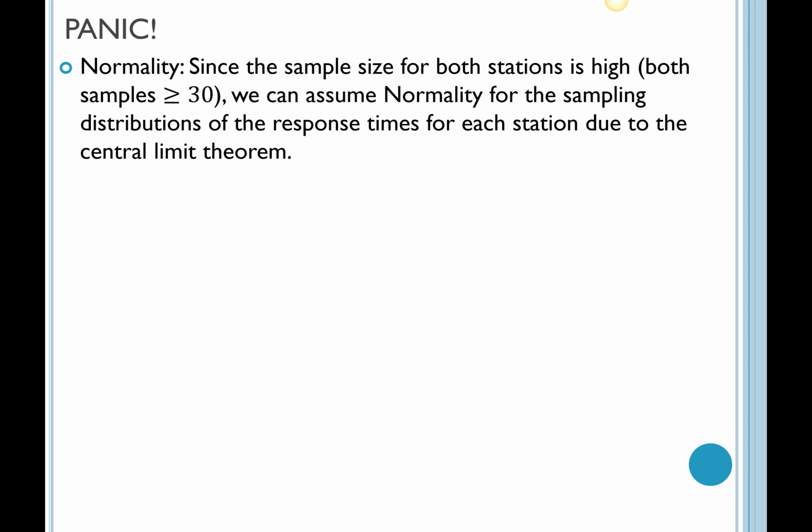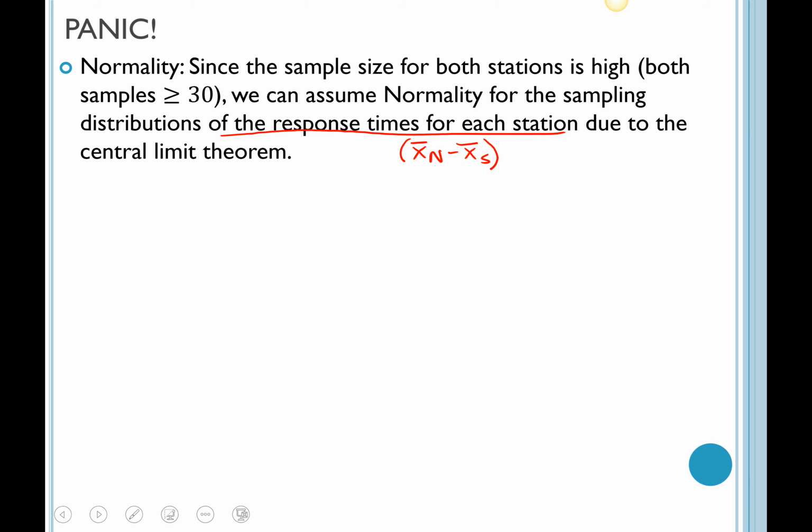All right, normality. Since our sample sizes for both stations are high, in this case both are greater than or equal to 30, we can assume normality for the sampling distributions of the response times for each station due to the central limit theorem. So we may assume that we are approximately normal. You can also do this in notation. If you chose not to write this all in words, you can do x bar n minus x bar s, if you so choose. It's the same idea.